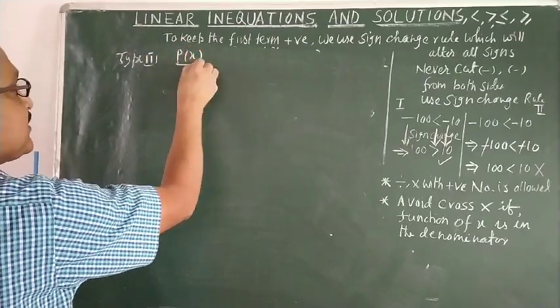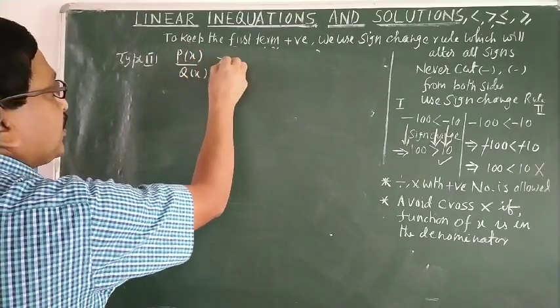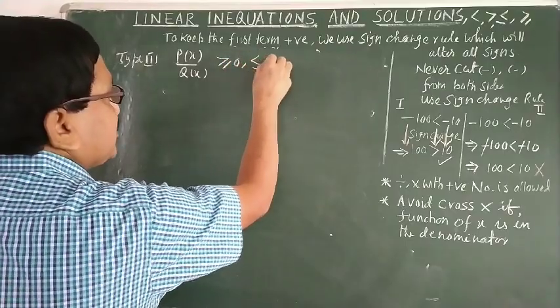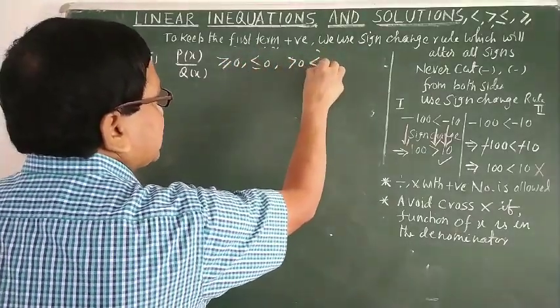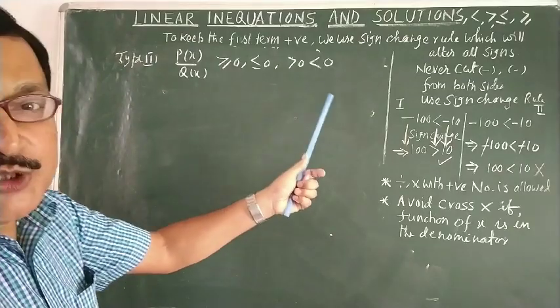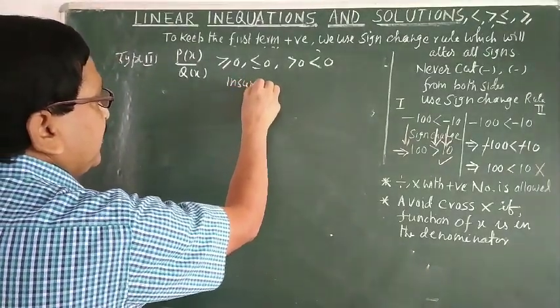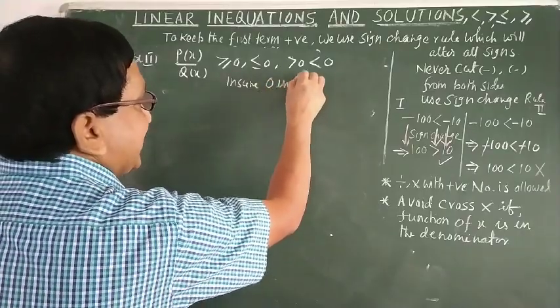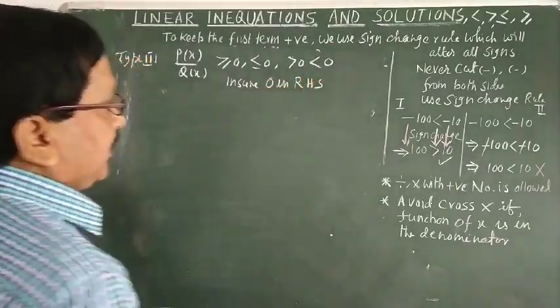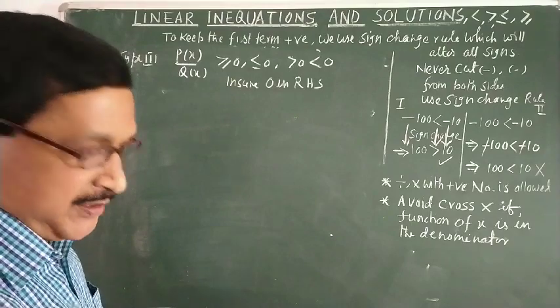Px by qx is more than equal to 0, less than equal to 0, more than 0, less than 0. Ensure 0 in right side always. Ensure 0 in right side. हमेशा 0 होना चाहिए right side में.